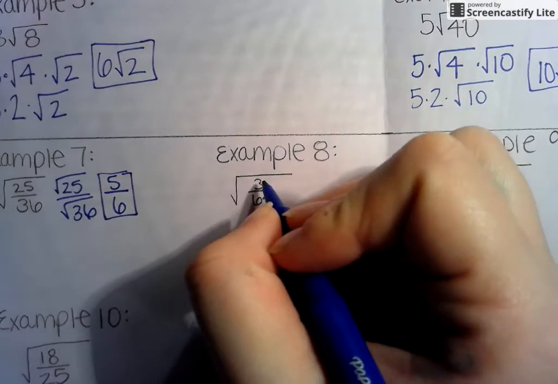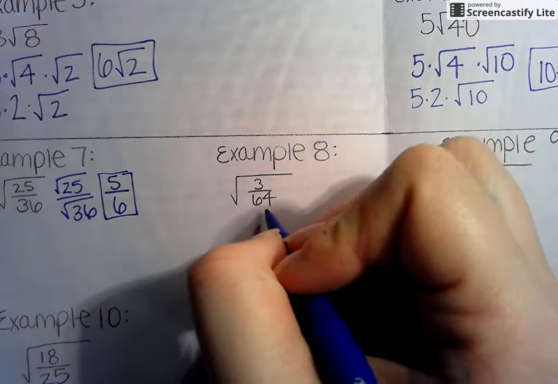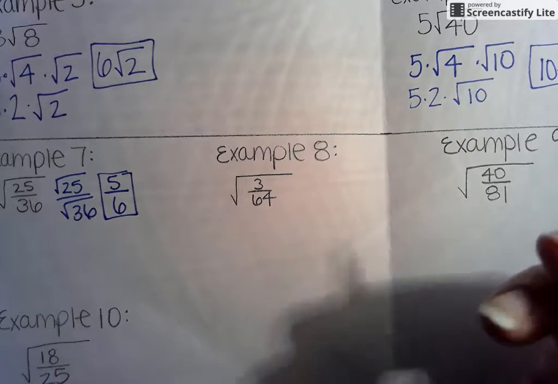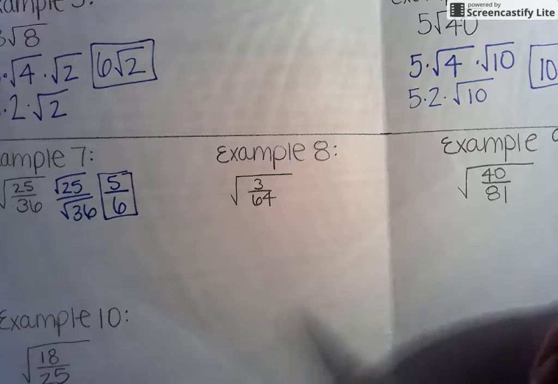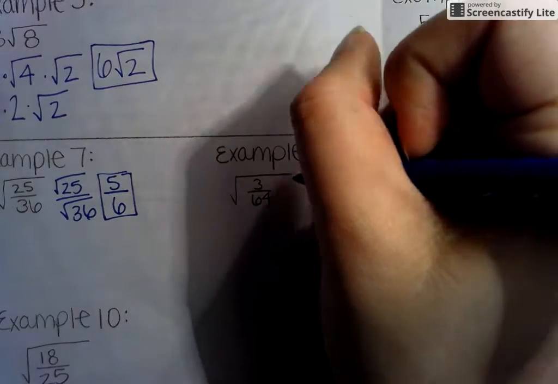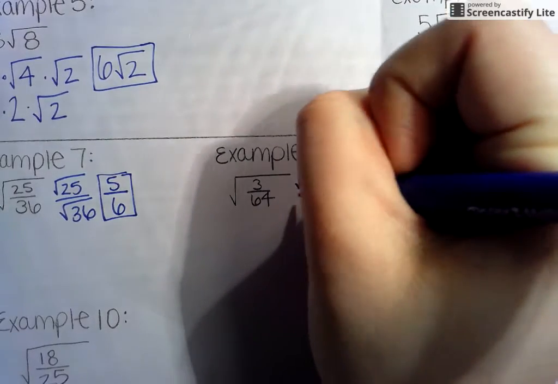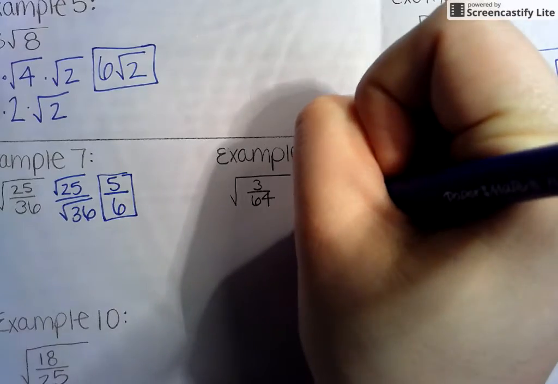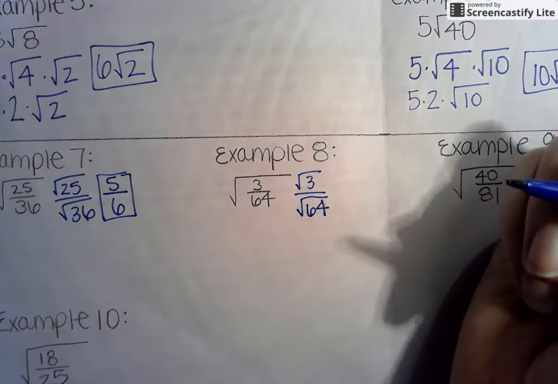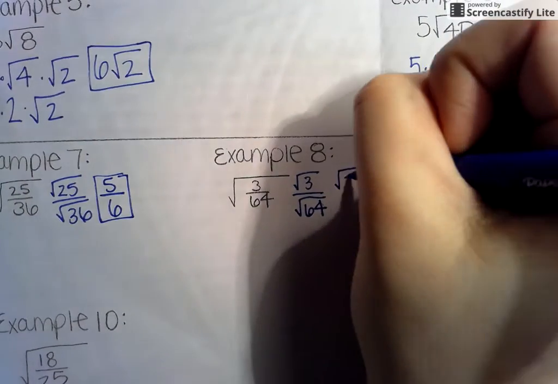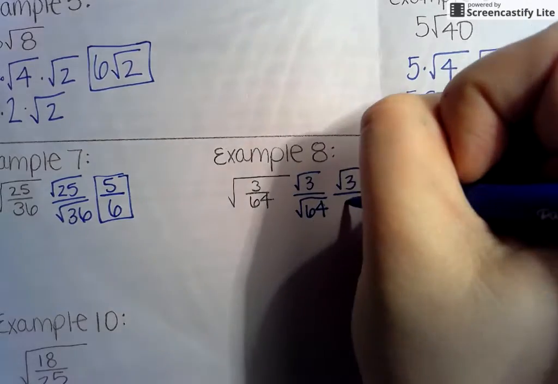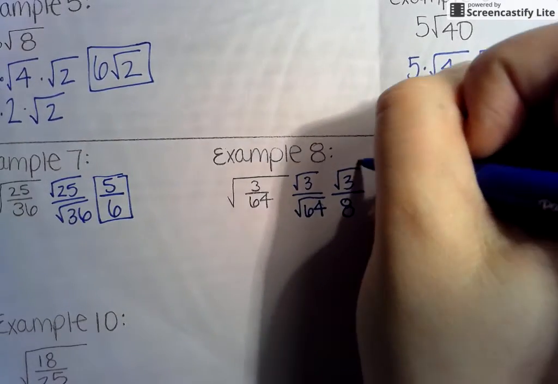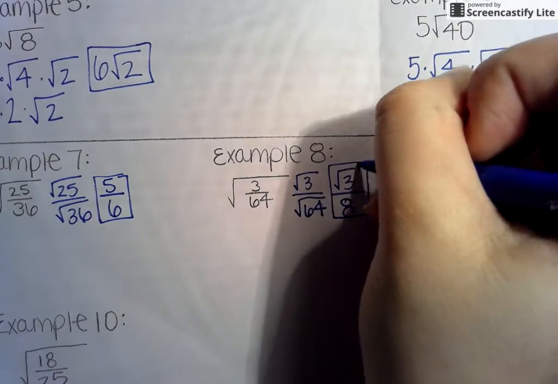Now this next one, I asked myself, can I simplify 3 and 64? And I can't. So what I'm going to do is I'm going to take the square root of 3 and the square root of 64. The square root of 3 would just remain the square root of 3, over the square root of 64, which is 8. So this would be my final answer.